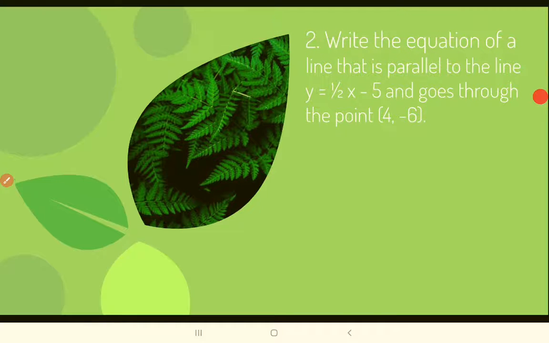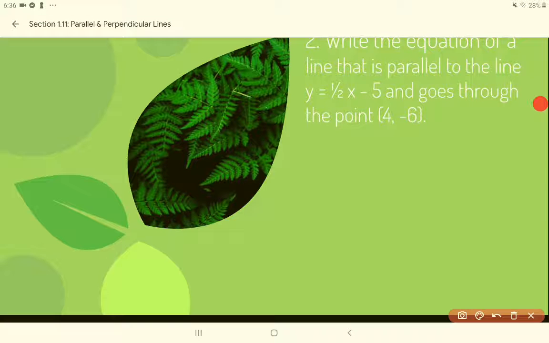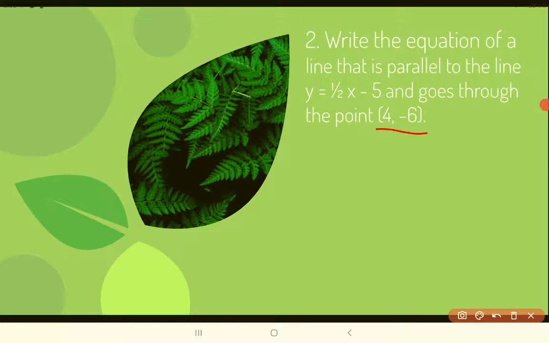It says write the equation of a line that is parallel to the line y equals 1/2 x minus 5 and goes through the point 4, negative 6. Here's why that's important. They just gave me a point that my new parallel line has to go through. So you know how in the previous example I could have written a million different examples of parallel lines? I can't do that here. I have to specifically write the equation of the parallel line that goes through the point 4, negative 6. So how do I do that?